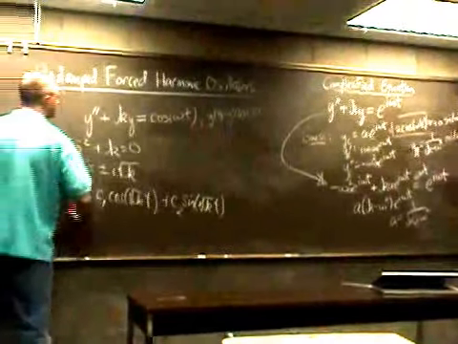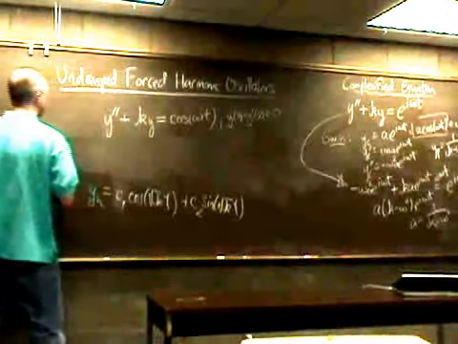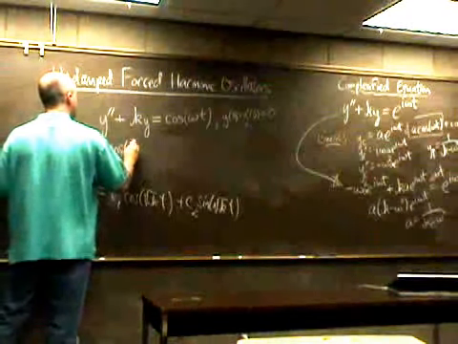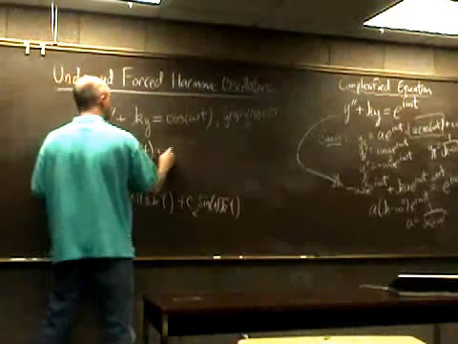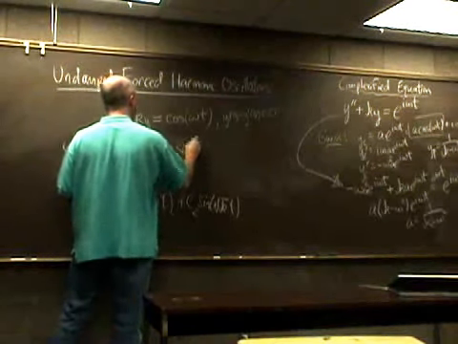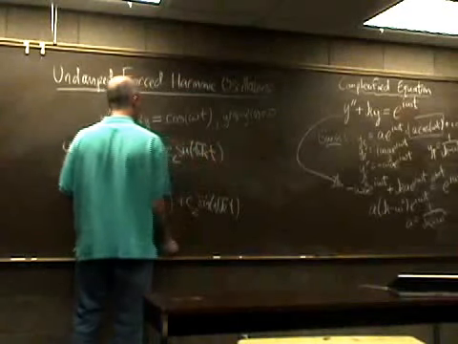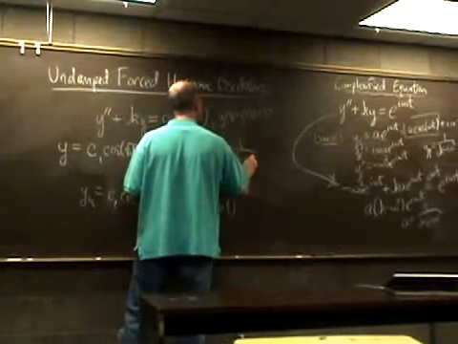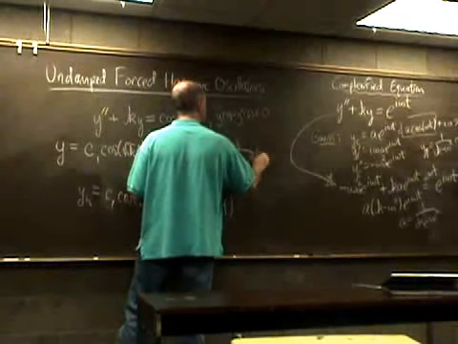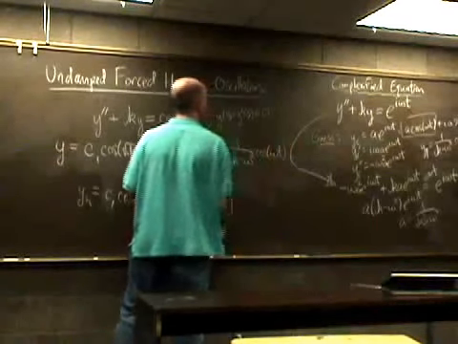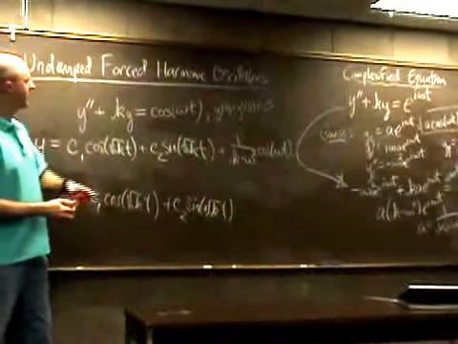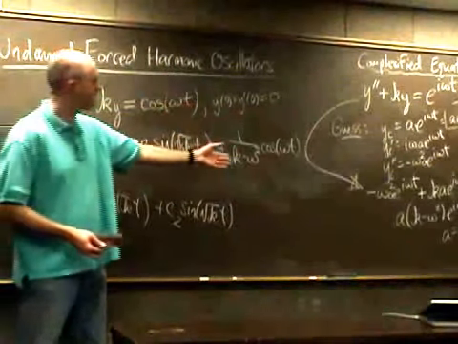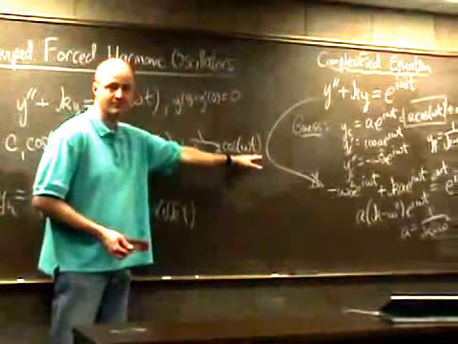I'll write that out here. So the general solution, arbitrary constant c1 times cosine of square root of k t plus another arbitrary constant c2 times sine of square root of k t plus yp that I found over there, 1 over k minus omega squared cosine of omega t. If the original right-hand side had been a sine of omega t, then we would have taken the imaginary part over there, and the only difference would have been a sine of omega t right here.